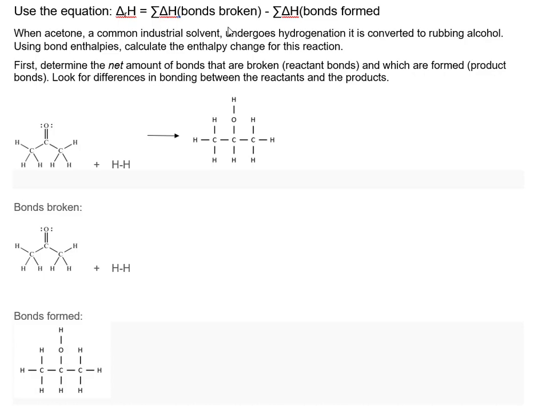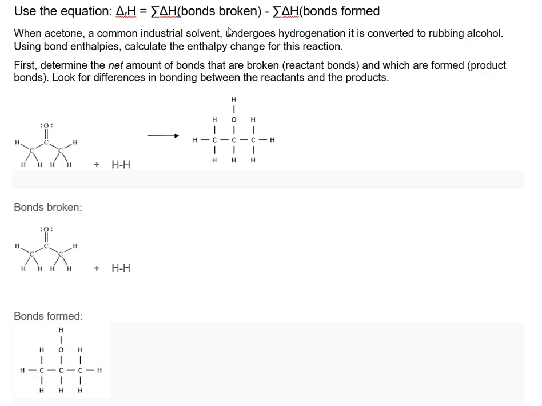What we're first going to do is determine the net amount of bonds that are broken. The bonds that are broken are bonds in the reactants. And then determine which bonds are formed, which are in the product. And then determine the net difference in the bonds.